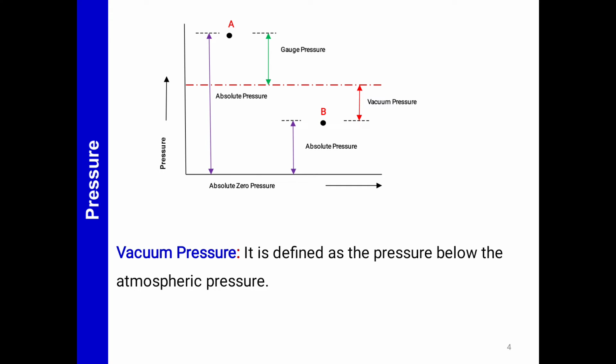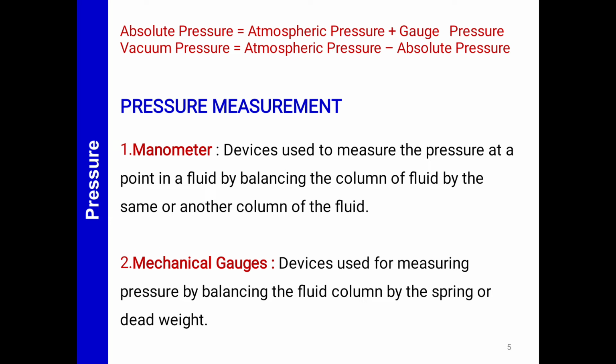Here, the figure represents the relationship between the absolute pressure, gauge pressure, and vacuum pressure. Mathematically, the absolute pressure is equal to atmospheric pressure plus gauge pressure. Vacuum pressure is equal to atmospheric pressure minus absolute pressure.